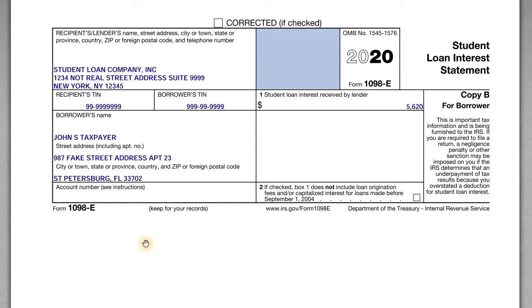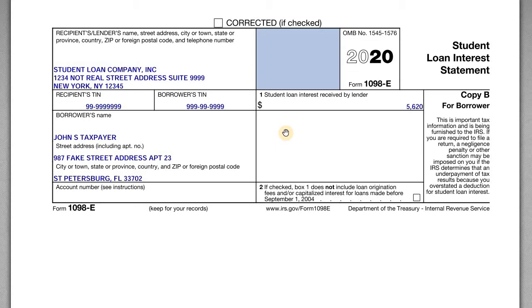I wanted to cover the IRS Form 1098-E. This is the student loan interest statement that shows the amount of interest expense a student paid on their student loan payments throughout the year. This form is issued by the student loan company. A copy goes to the taxpayer, and then another copy goes to the IRS, so they're going to know how much interest you paid during the year.